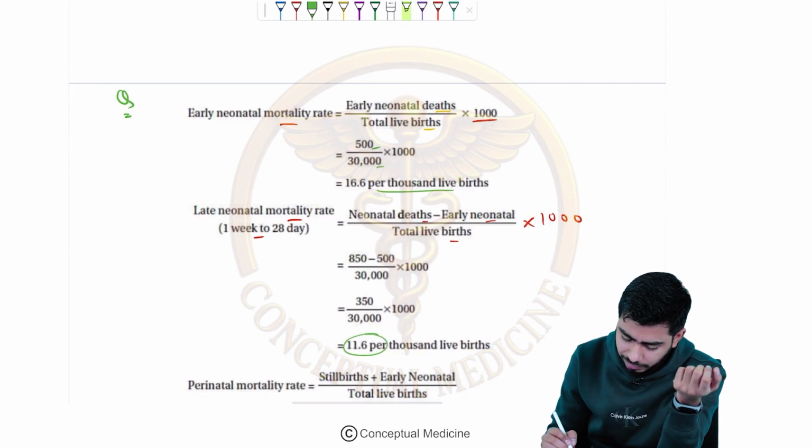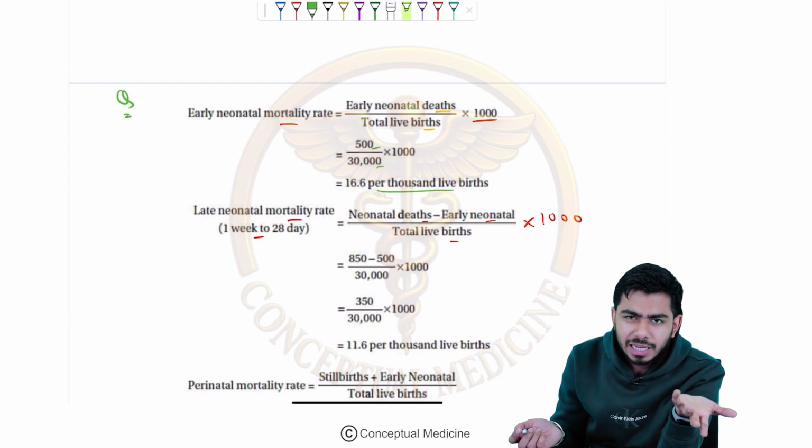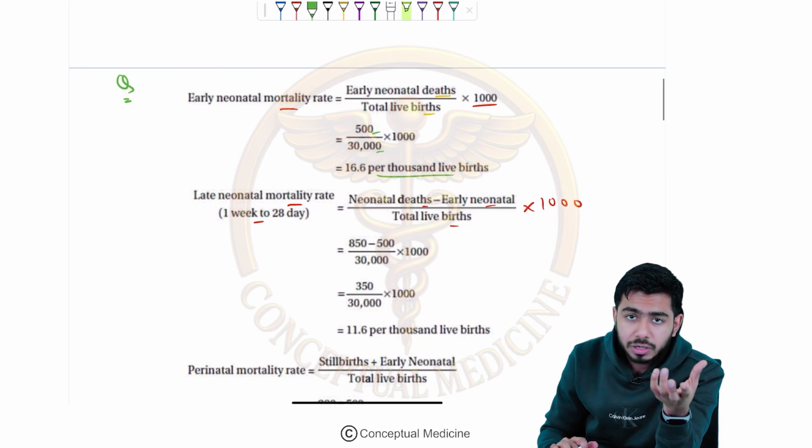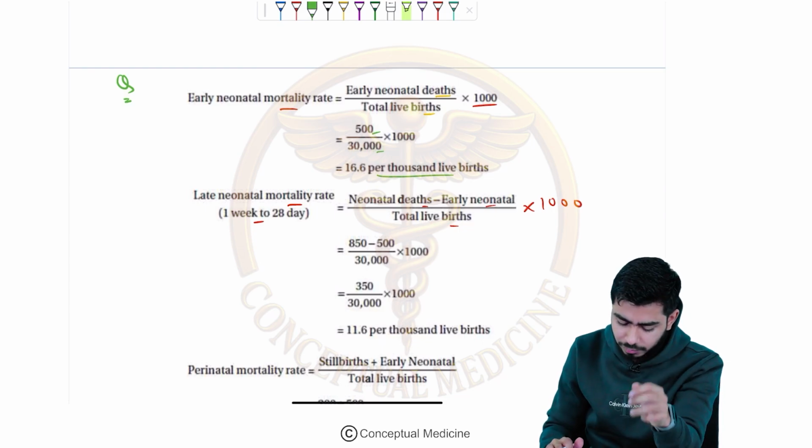Here also you can see 11.3 per 1000 live birth. That is an example only. The data will be given in your MCQs. You need to fill in that data, right? So the main important thing is the formula over here, which you need to remember.